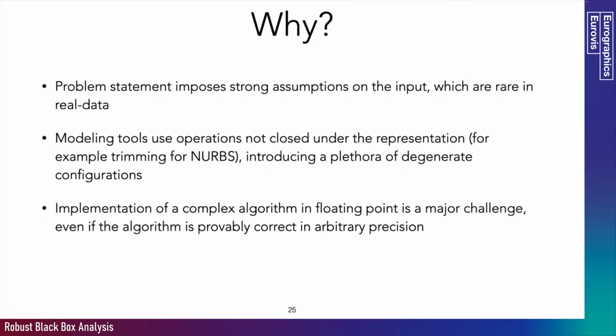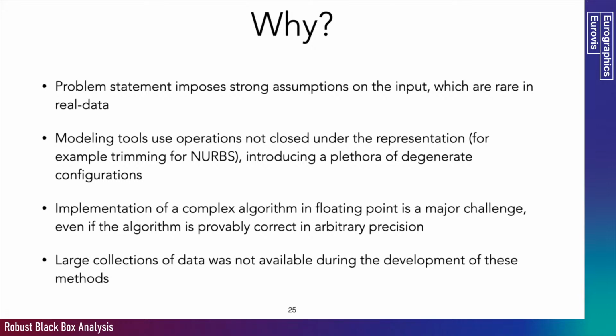Also, implementing algorithms that use floating point is very hard because there are a lot of corner cases. And so if an algorithm is proven to be correct in arbitrary precision, for example, Delaunay tetrahedralization, it's still very hard to implement it in floating point. And here you really have two choices. You can either do it right, and this increases the complexity of the algorithm, or you ignore it. And in any case, getting something that works reliably is a very, very hard task. In particular, when many of these methods were introduced, large collections of data were not available, and so it was just not possible to test them at large scale.